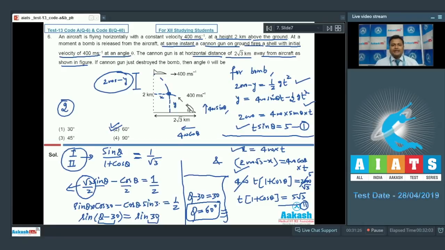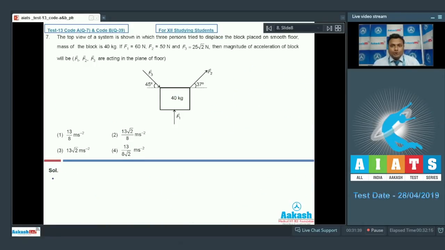Now move on to the next, that is 7 number. So here is question number 7, everyone. The top view of a system as shown in figure, in which 3 persons tried to displace the block placed on the smooth floor. Mass of block is 40 kg, F1 60, F2 50 and F3 25 under root 2 Newton.